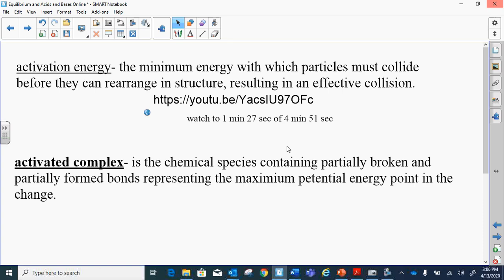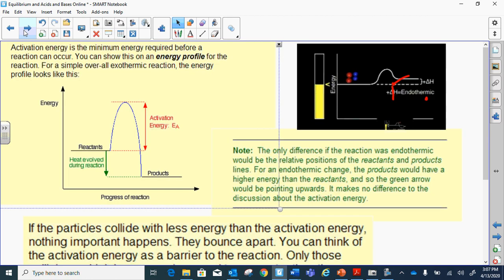Okay, we'll stop there. So again, he was just focusing on the point that you need collisions. They have to have enough energy so that they will reorientate themselves and form something new. The activated complex is a very temporary state. It's the point at which the bonds are broken and new bonds formed, and it's very unstable.